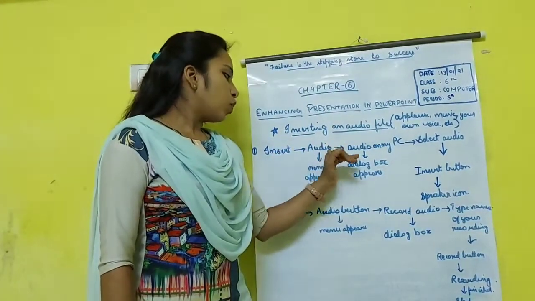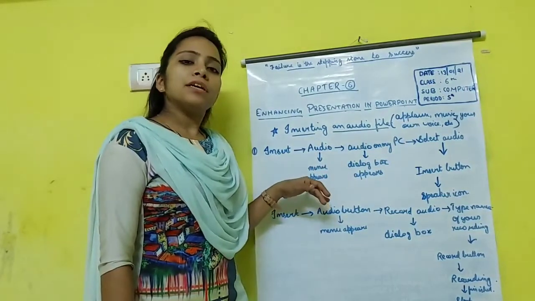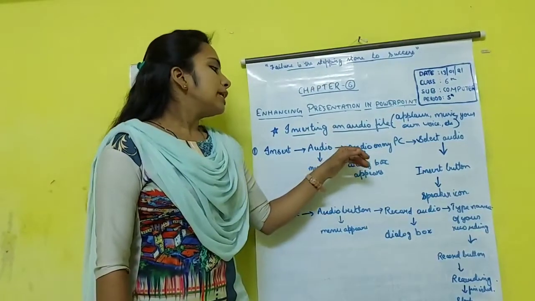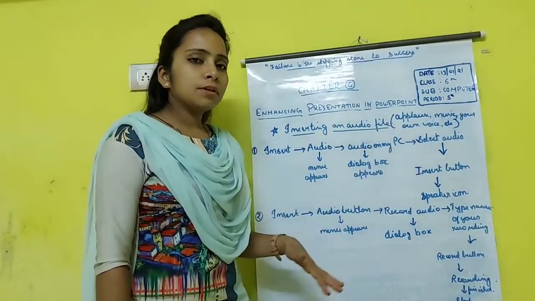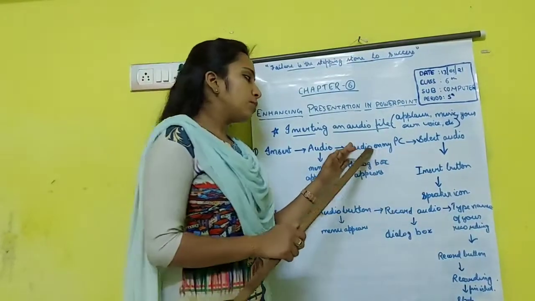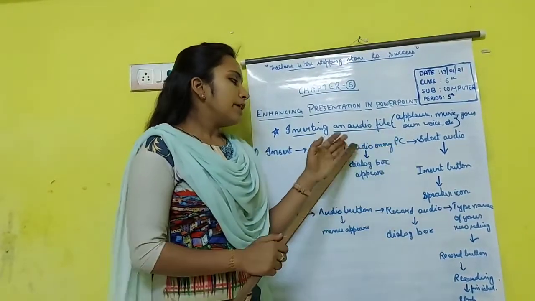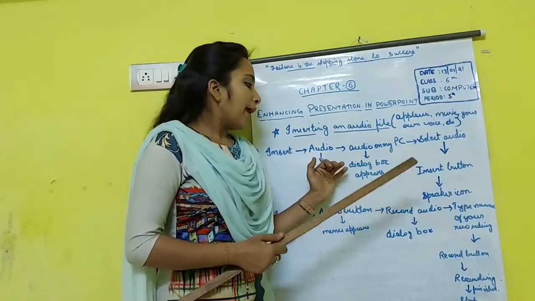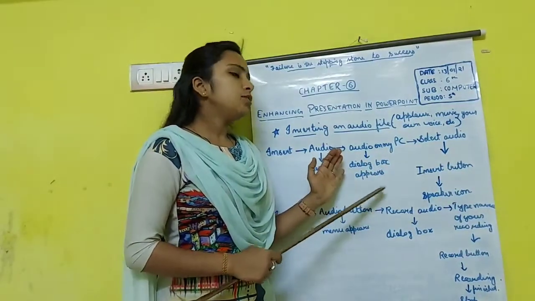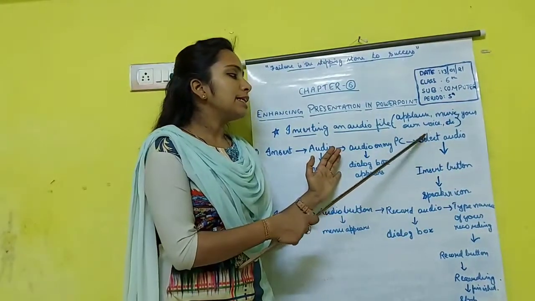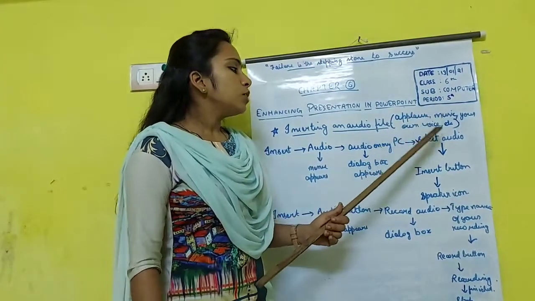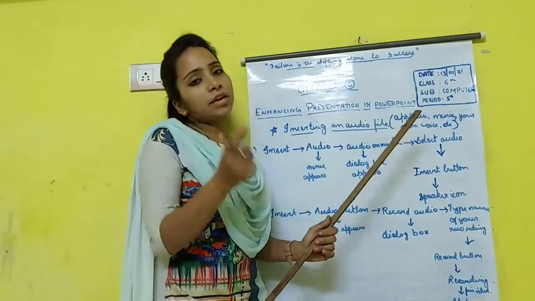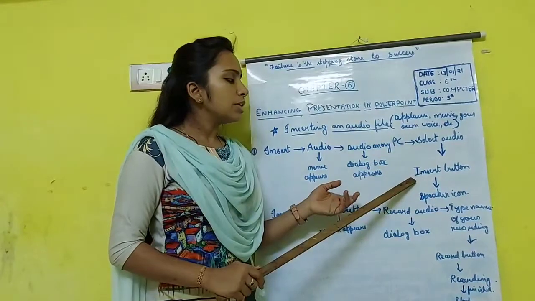As soon as you go for the audio option, a menu will appear in front of you. Then from that menu, you will select Audio on My PC, which means whatever audio is already saved in your PC, you will open that. When you click on this option, a dialog box will appear, giving you the option to select an audio. You select the audio from the location where you have saved it. Then you will click on the Insert button.